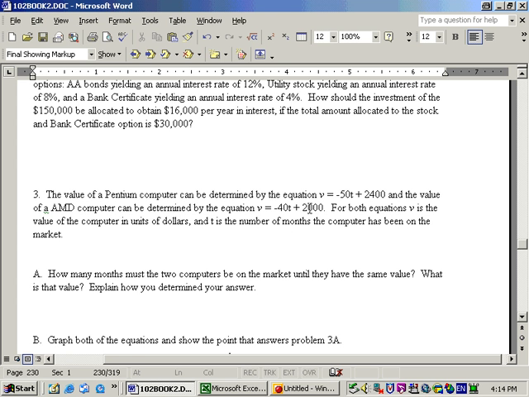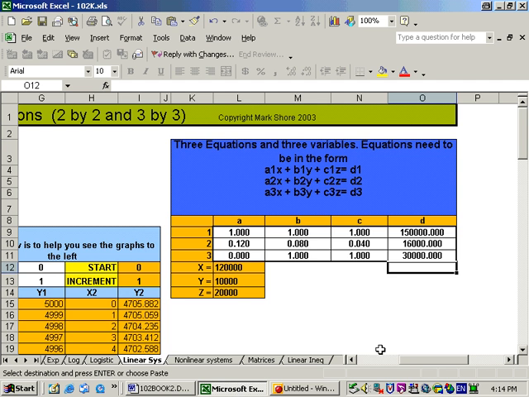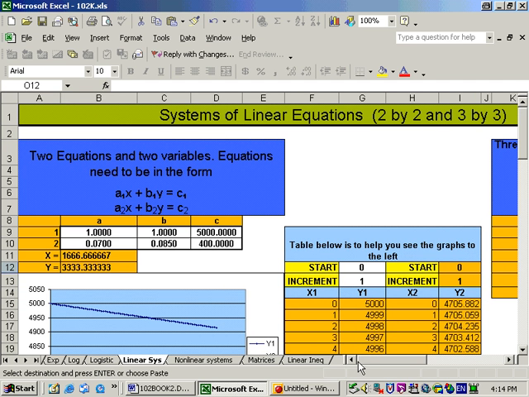Okay, these are two linear equations. I could use that linear sheet if I wanted to, but these equations would have to be in the right form. I would have to take the negative 50t to the other side to get 50t plus v equals 2400, and I would have to take this negative 40t to the other side to get 40t plus v equals 2000. So I could do that on this linear sheet right in this area here.